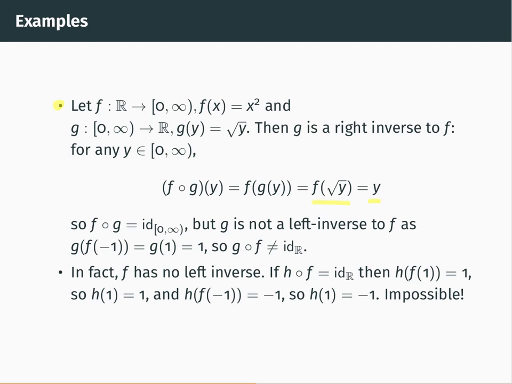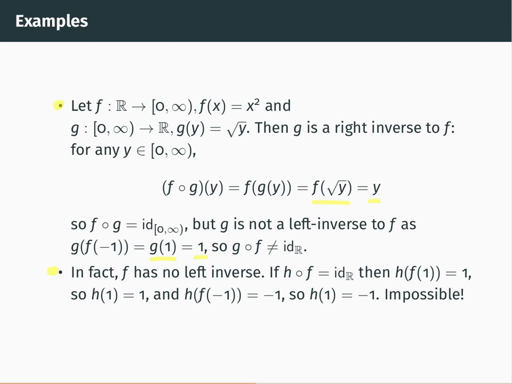For example, if we look at g of f of minus 1, well, that's g of 1. And that's just 1 again. So g composed with f is not the identity on the set of real numbers, because the identity sends minus 1 to minus 1. It's even worse than this. f does not have any left inverse at all.